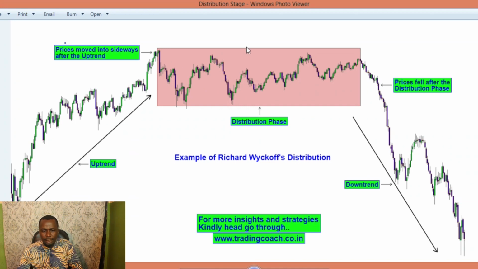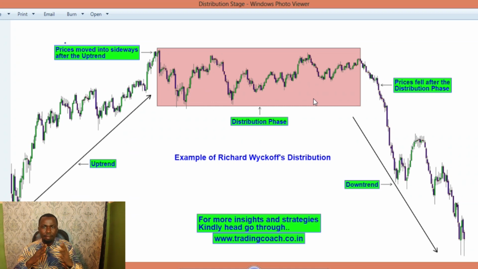Now what you do is you plot out your horizontal lines and then map out the highs and the lows. So this is the low, this is the high. Whenever the price touches the resistance, you place your sell trade, and whenever the price touches the support, you place your buy trade. So this is how buyers and sellers exchange price during the distribution stage. And like I told you, the distribution stage will not last forever.